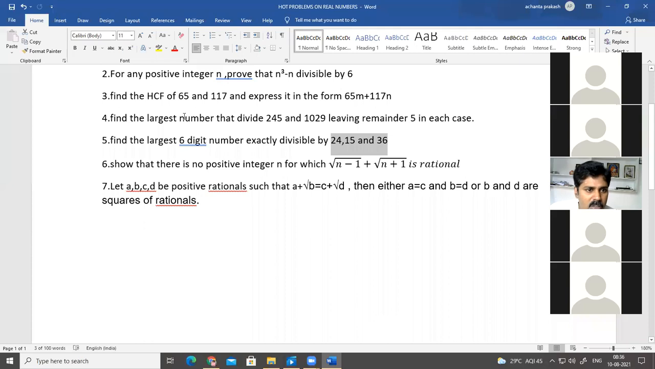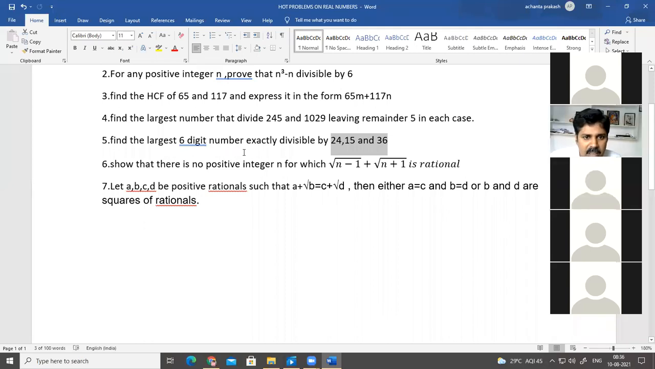Finally, we have to find, because the fourth and fifth problems are similar, the largest number exactly divisible. We have done the fourth problem the same way. Because the remainder is 5, we have taken the remainder out from both, and we got a problem like: find the largest number that exactly divides 240 and 1024. Now find the largest 6-digit number exactly divisible by these numbers. Yeah, please.